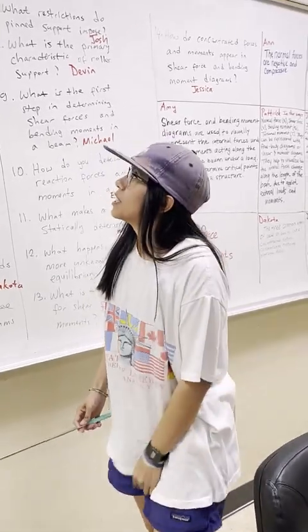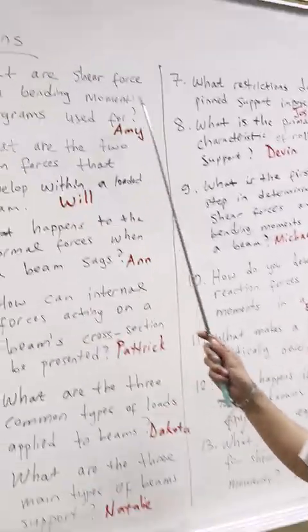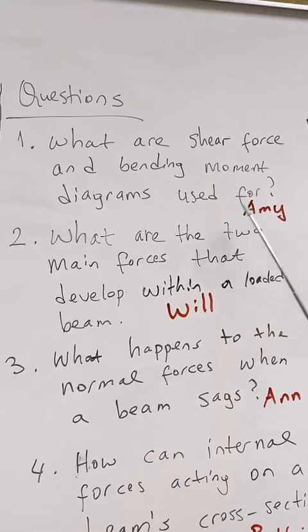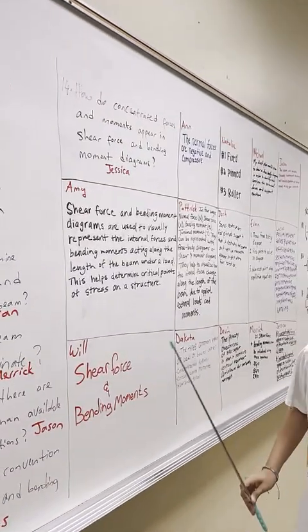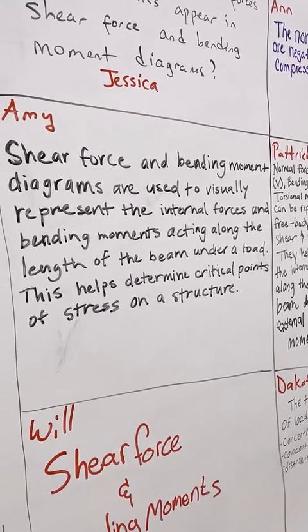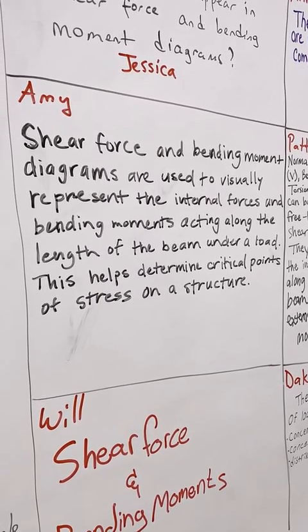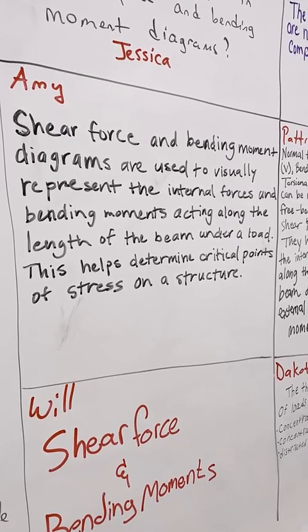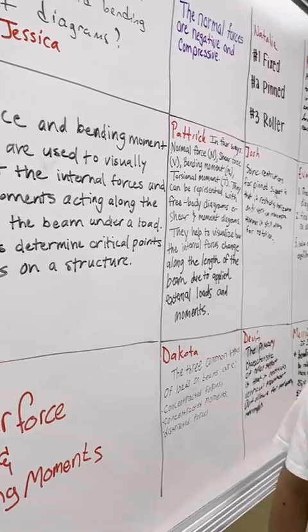All right, my name is Amy Greenack, and I had question 1. What are the shear forces and bending moment diagram used for? So my answer was shear forces and bending moment diagrams are used to visually represent the internal forces and bending moments acting along the length of the beam under a load. This helps determine critical points of stress on a structure.